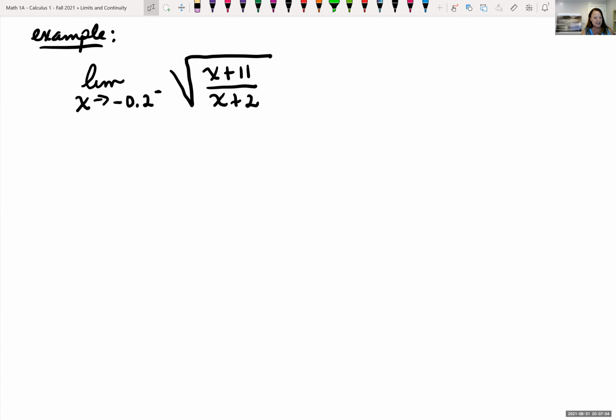First thing we need to worry about is whether what we're approaching, that negative 0.2 on the left, is part of our domain. Looking back at algebra, recall, in order to be part of our domain, when we plug in a number, we need to get back a real number. And since we have a radical and a fraction with a variable in the denominator, we have to worry about a couple of different things. So let's look at our domain. What's underneath the radical, x plus 11 all over x plus 2, in order for us to get back a real number, has to be greater than or equal to 0.